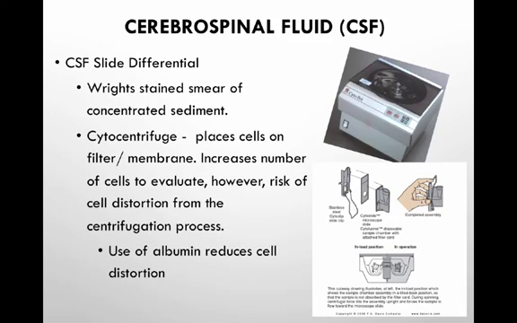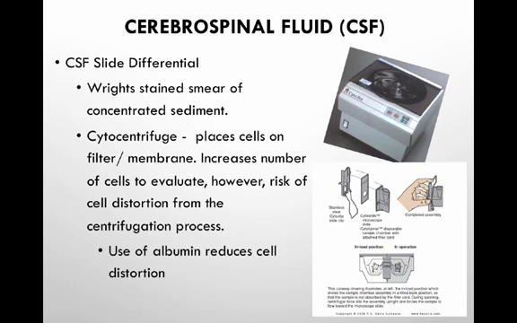After the cell count, we do a differential on the cells in the CSF. Because of the low number of cells, it's necessary to concentrate the sediment by spinning it down in a special centrifuge called the cytocentrifuge. During the centrifugation process, the CSF is filtered through a membrane, and that membrane is going to capture cells. The process concentrates and increases the number of cells to evaluate.